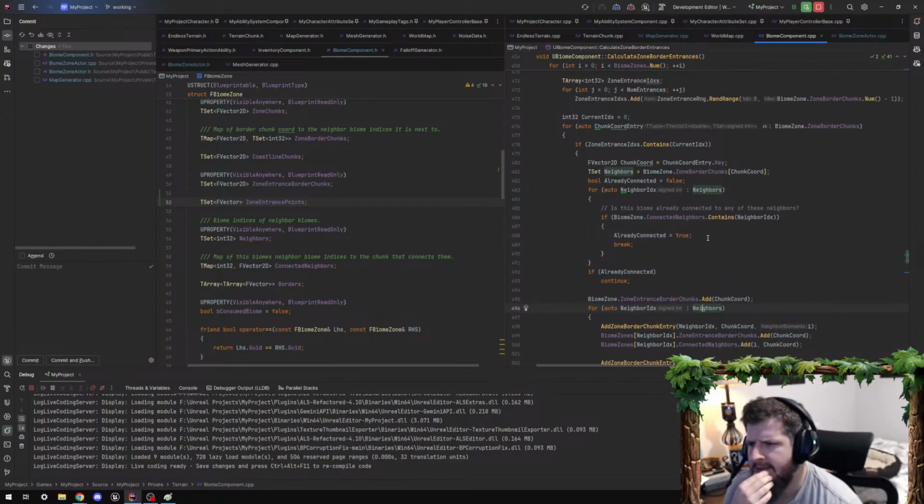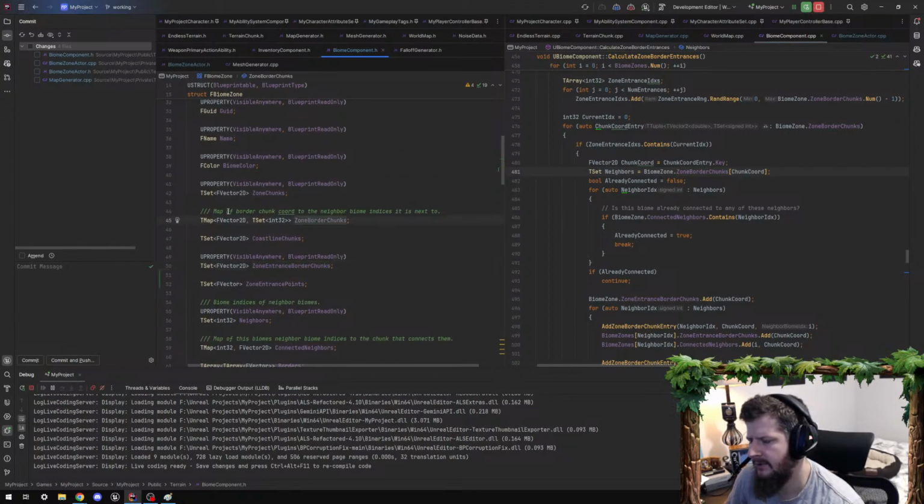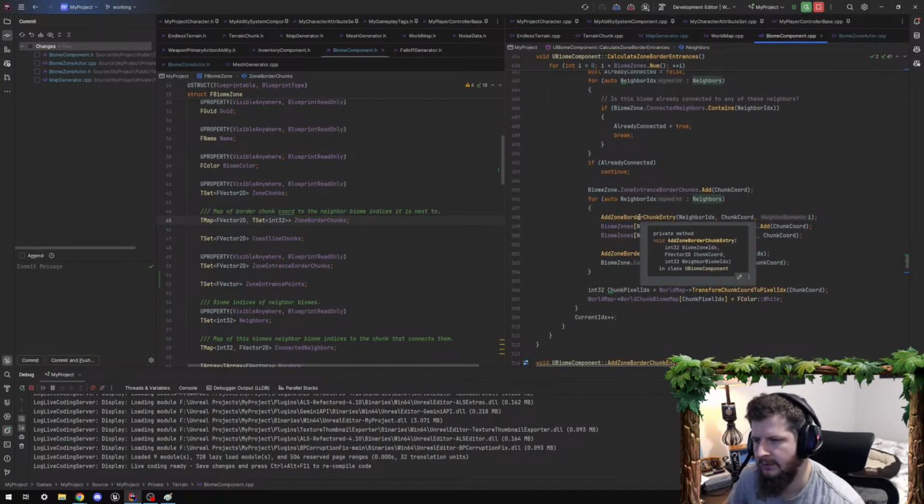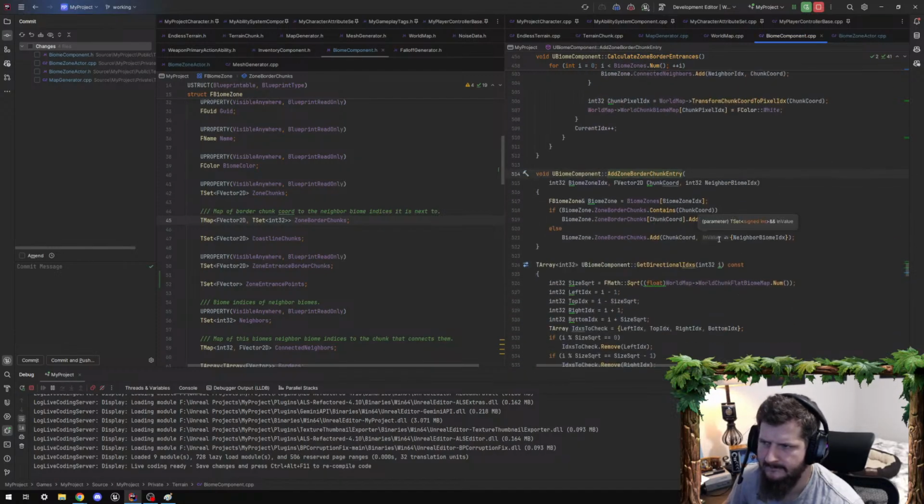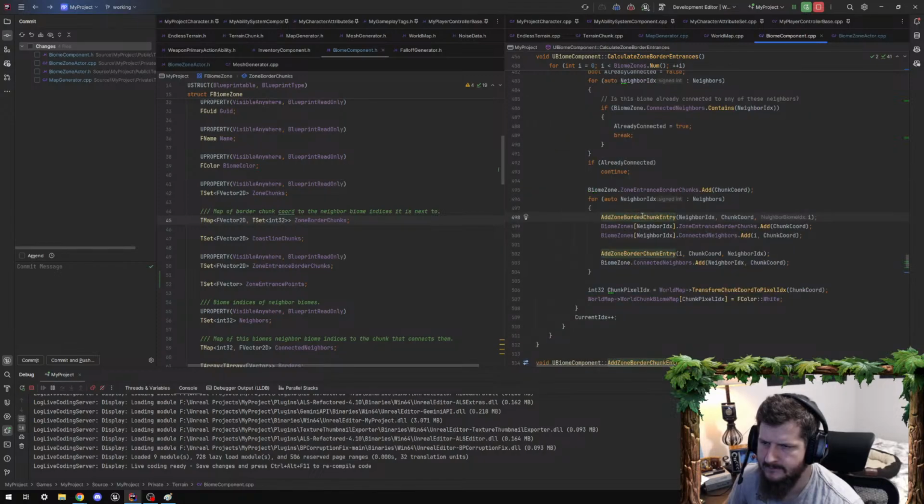For neighbor index in neighbors, neighbors is zone border chunks, right? Okay, because this... wait a second. Where is it? Okay, a map of border chunk coordinate to the neighbor biome indices it is next to. Okay. And so, because it's next to a zone entrance, I add a zone border chunk entry. I feel like I don't need to do that. I do need to do this line. I do need to do those two lines.